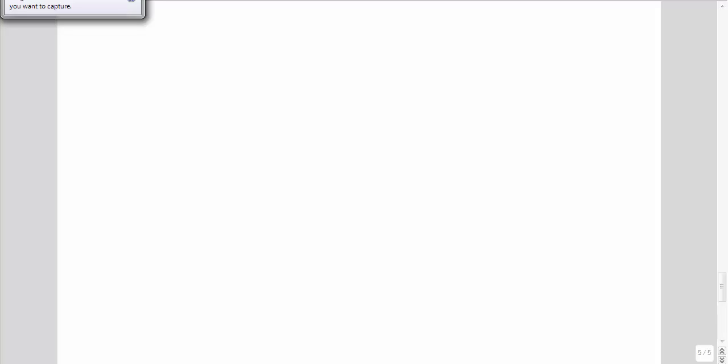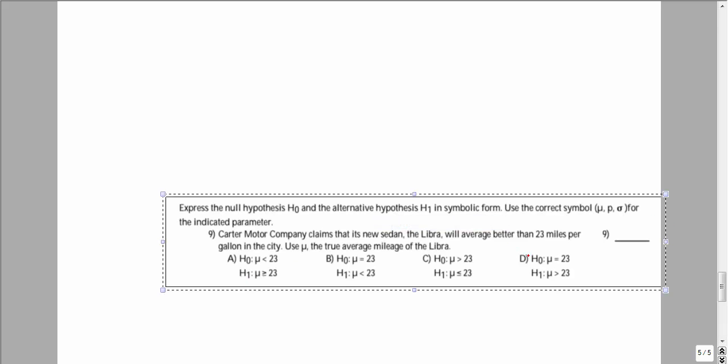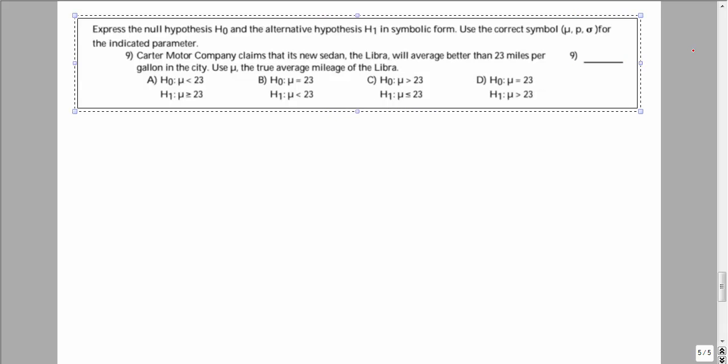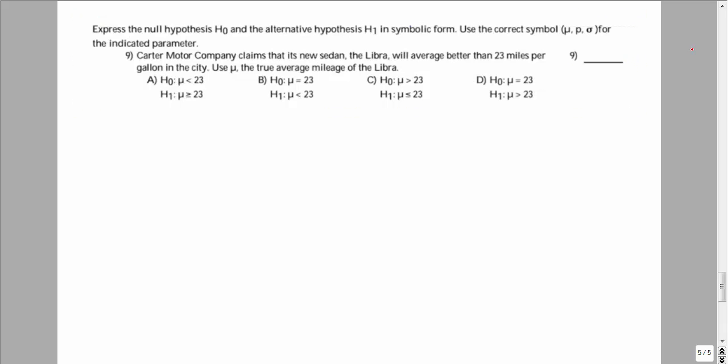Okay, let's go ahead and look at number 9. Here we're starting hypothesis testing. Now remember, with hypothesis testing, you need to make sure you show all the steps, especially for the show your work problems. So for this one it says express the null hypothesis H0 and the alternative hypothesis H1 or HA in symbolic form. Use the correct symbol, mu for mean, p for proportion, sigma for population standard deviation for the indicated parameter.